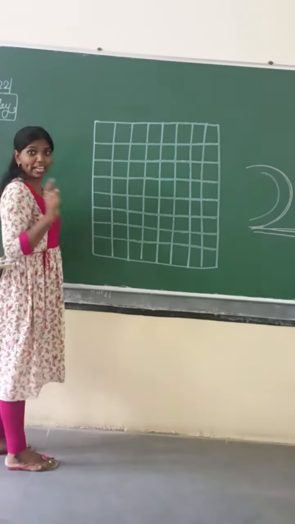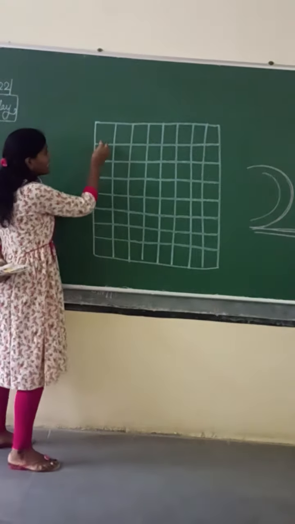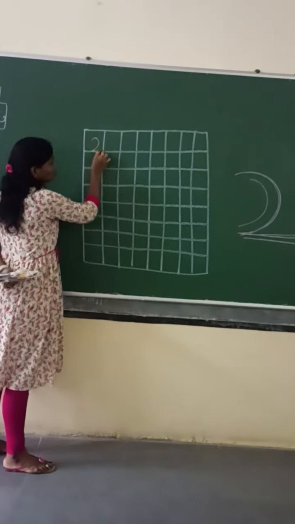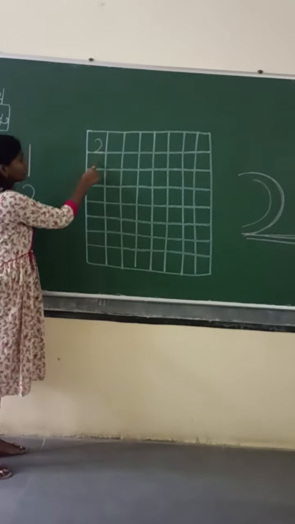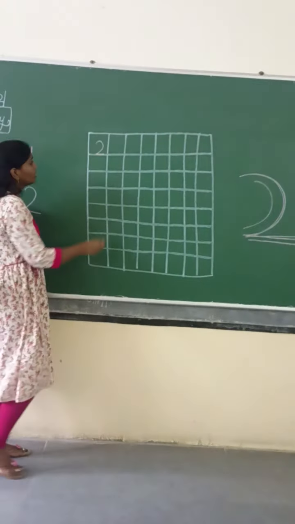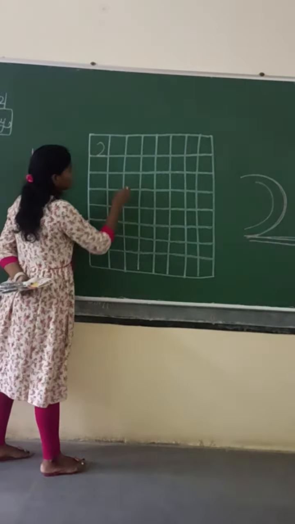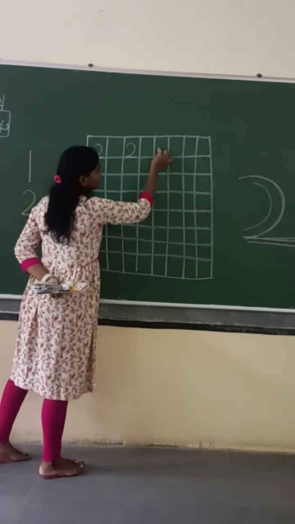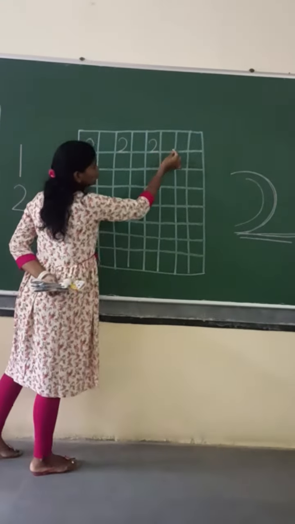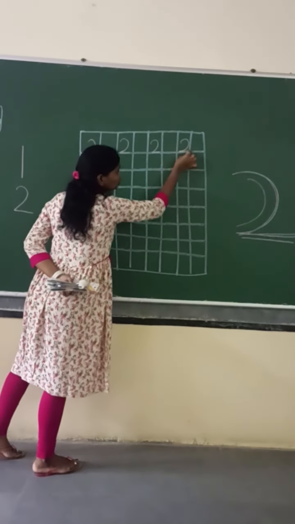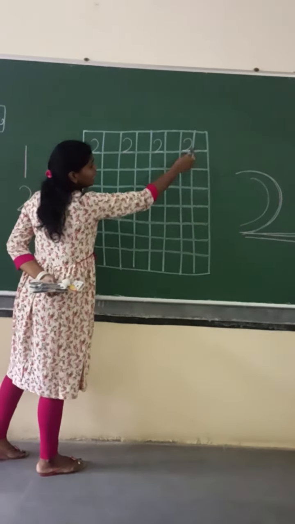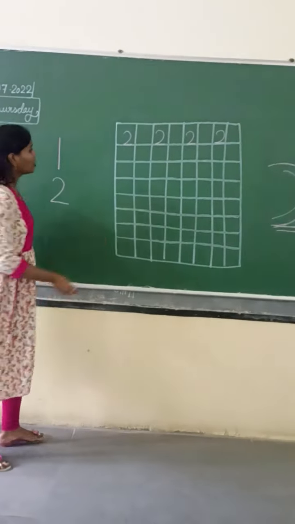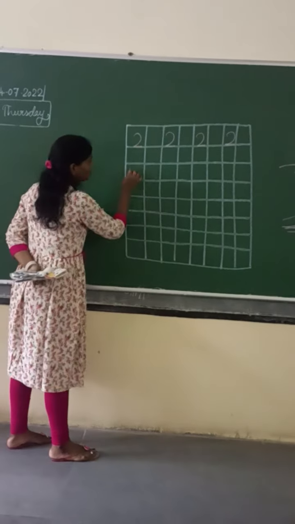Okay, take your math notebook. Start here in this box, number 2. Okay, don't come down, beta. You have to write it in the box. Leave this box and write here again number 2. Okay, number 2. Don't come down, and leave this box. Okay, write neatly. You have to write in all these sub boxes.